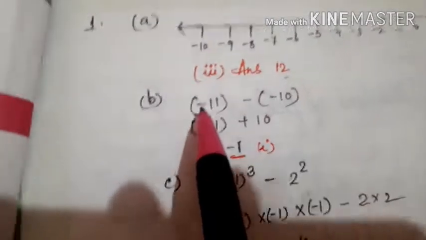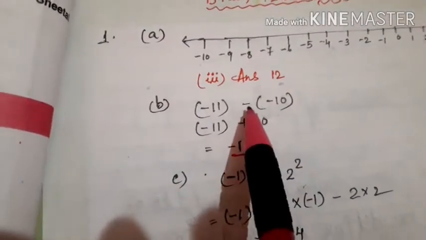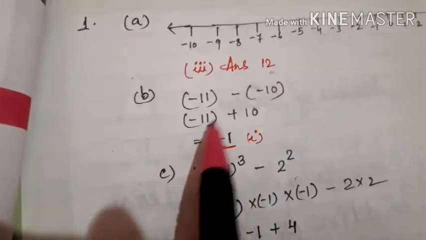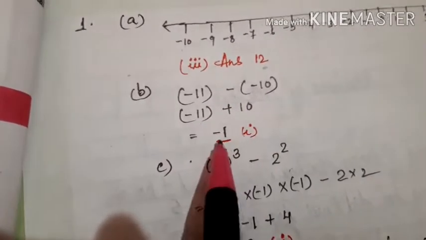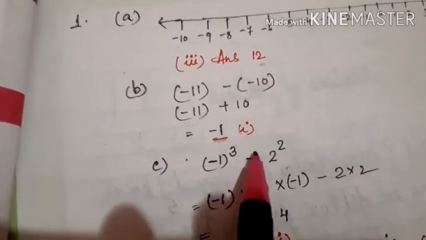B. If we subtract minus 10 from minus 11, okay, what will we get? Minus 10 from minus 11. That means minus 11 minus of minus 10, minus 11 minus of minus, plus 10, which is equal to minus 1. Minus 1 is the answer.